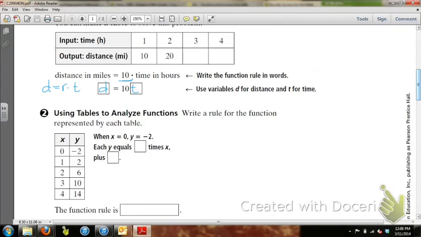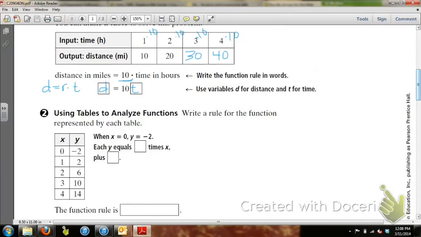So if I travel for 1 hour, 1 times 10 is 10. If I travel for 2 hours, 2 times 10 is 20. 3 hours, 3 times 10 is 30. 4 hours, 4 times 10 is 40.